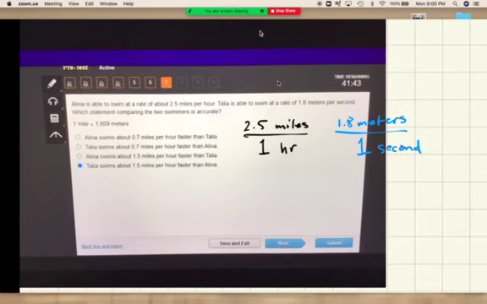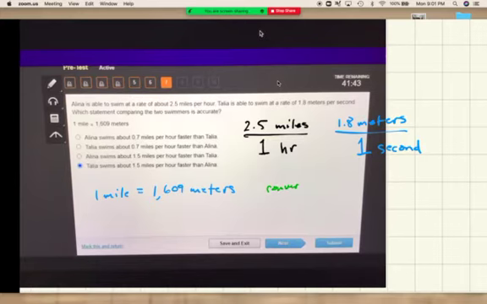I want to figure out how many miles this is, and then how many hours this is. I'm converting the meters to miles and the seconds to hours. It's a weird way that I'm going to do it, but I already know that 1 mile equals 1,609 meters.